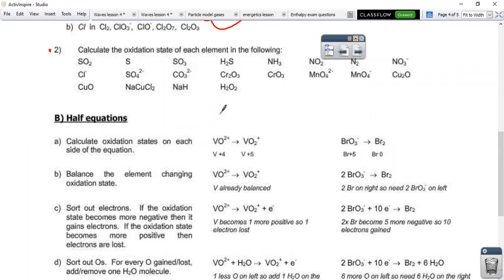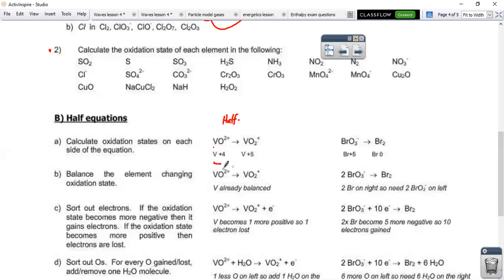Imagine we wanted to write a half equation for this. The first thing we do is write the oxidation states, starting with the vanadium. In this case, the vanadium has an oxidation state of +4, whereas in this state, it has an oxidation state of +5. The reason it must be +4 here is because oxygen always has an oxidation state of 2-. So if you've got a 2+, this must be +4.